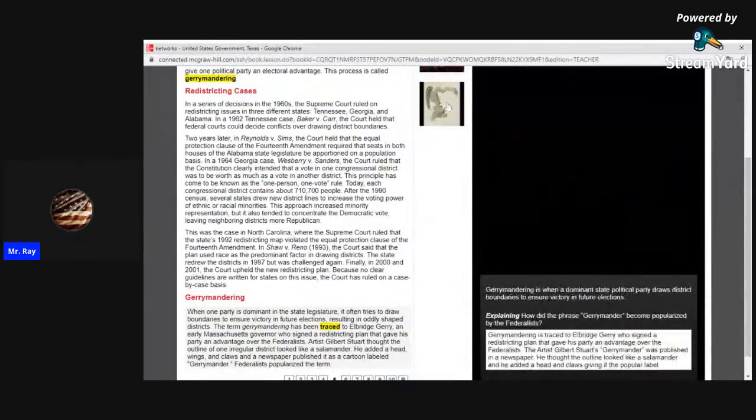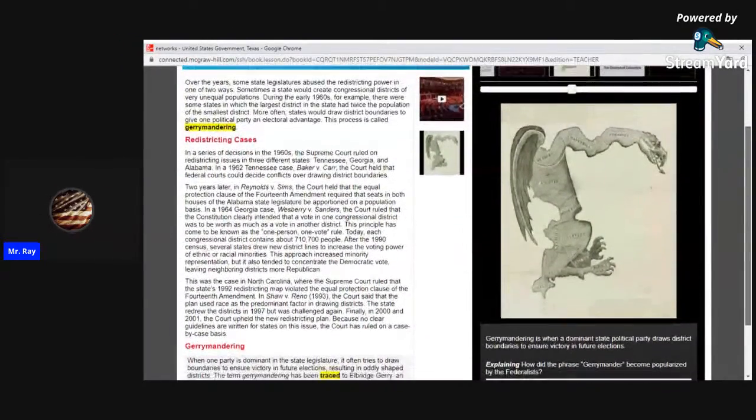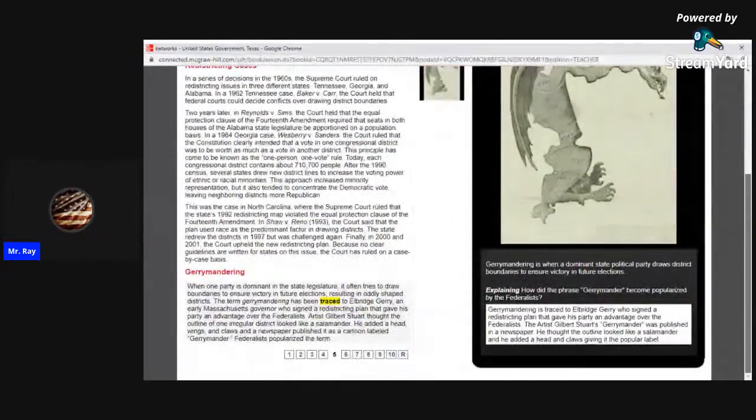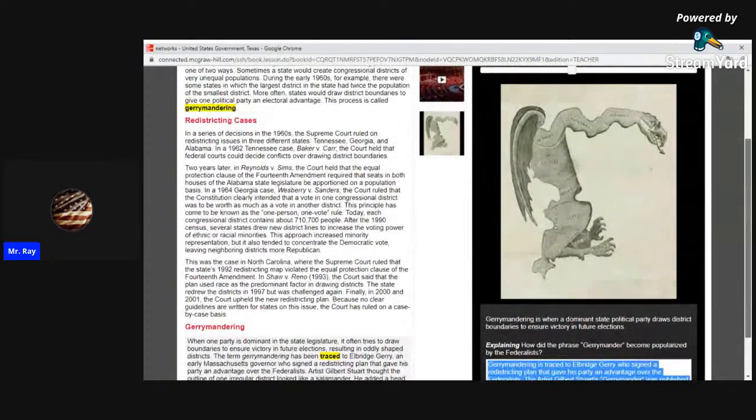They made a point of saying this 2 times, so maybe this will be on your quiz. Why do you have this name gerrymandering? And you can see here that it's traced to Elbridge Gerry, who signed a redistricting plan that gave his party an advantage over the Federalists. The artist Gilbert Stuart's gerrymander was published in a newspaper. He thought the outline looked like a salamander, and he added a head and claws to give it the popular label of a gerrymander. Not a salamander, but a gerrymander.